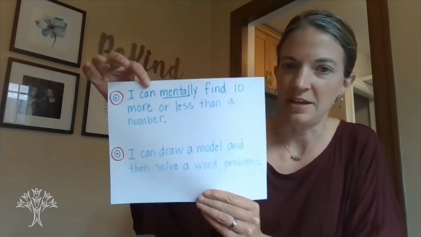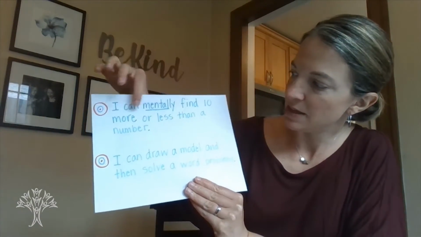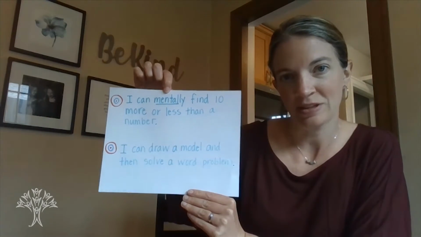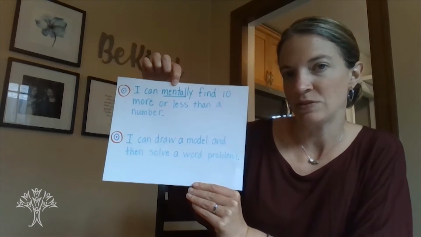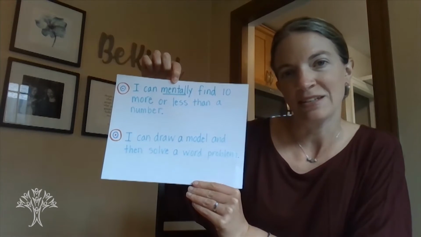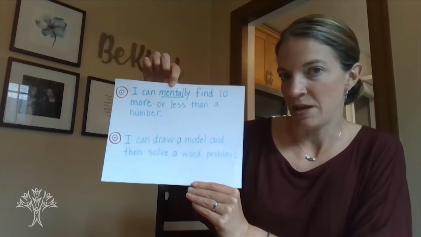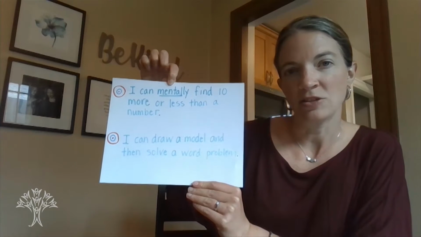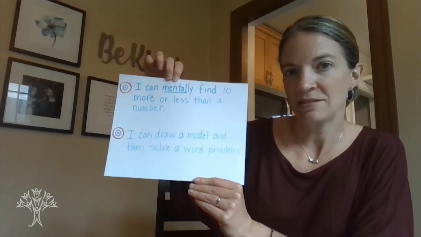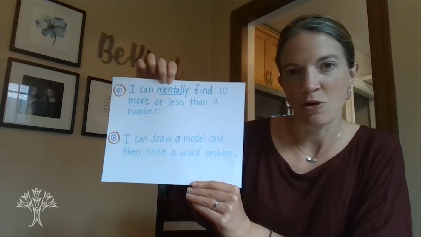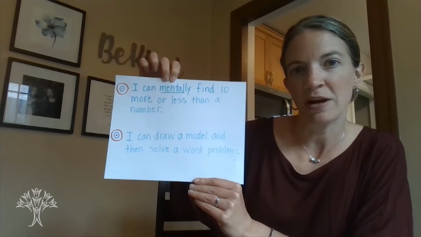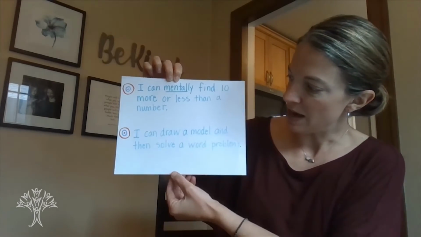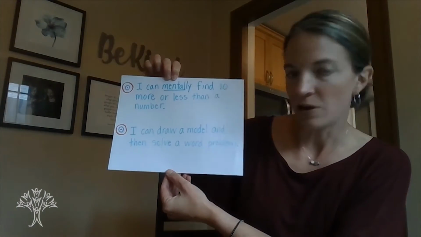Today, our first standard says, I can mentally find 10 more or less than a number. The word mentally means that you can do this quickly in your mind without having to use a model or without having to count by ones. Now, when we start out today, we're going to do this with a model, and we'll see if we can gradually take that model away and just picture that model in our minds. You may still need to use the model when you're practicing math at home, and that's fine. Keep using it, and the more you practice, soon you'll be able to do it without that model. The second standard says, I can draw a model and then solve a word problem.